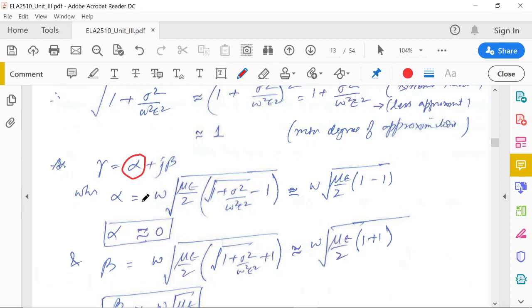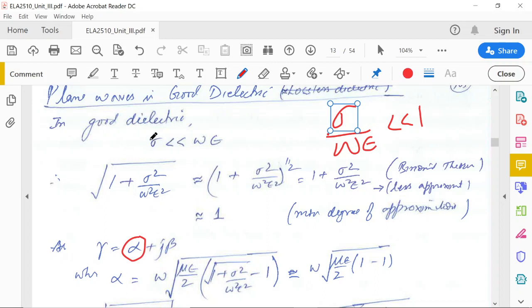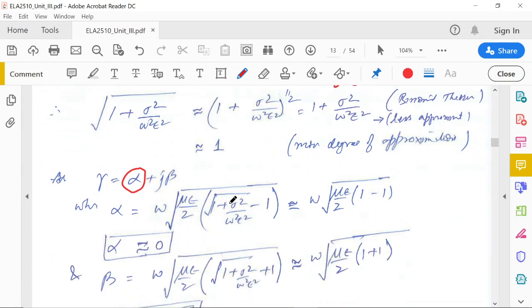We have obtained that alpha comes out to be omega epsilon under root of this factor. Now for the good dielectric, you can approximate this whole factor to be 1. So 1 minus 1 gives you 0. So the attenuation for the good dielectric will be 0. Though there is a conductivity present, due to this condition the attenuation is very small, or you can avoid it and approximate it to 0.